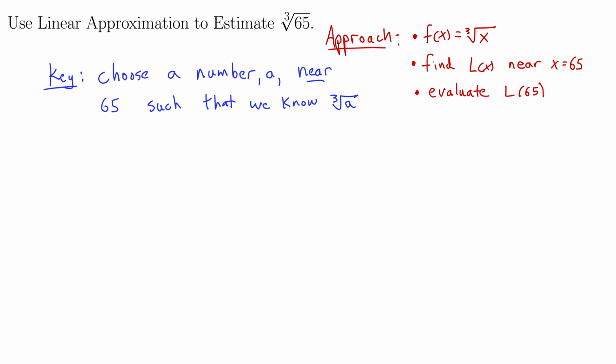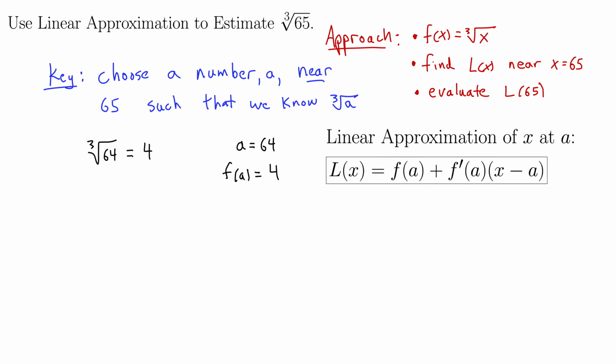Okay, so note that the cubed root of 64, with a little bit of thought, we can deduce that is 4. Hopefully you don't have to break out a calculator to do that, but even if you do, it's not the end of the world. So let's define a to be 64, and then we know what f of a is. f of a is 4, and we will use our equation for the linear approximation, which is L of x equals f of a plus f prime of a times the quantity x minus a.